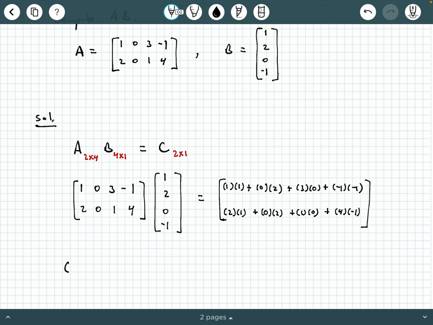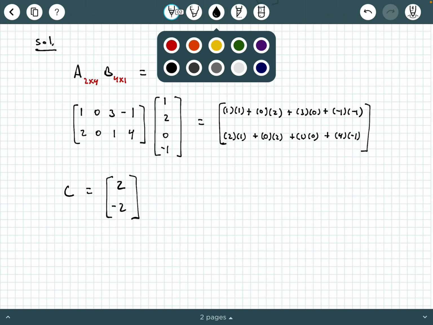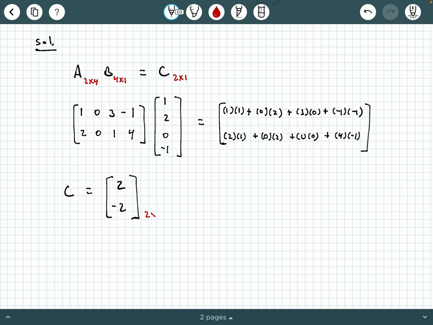And so finally C becomes, and I'm going to evaluate all of these products and additions. So that's 1 plus 0 plus 0 plus 1. So that should give me the number 2. And then down here, 2 plus 0 plus 0 minus 4. So that should give me negative 2. And that is my answer. And sure enough, it has 2 rows and 1 column.